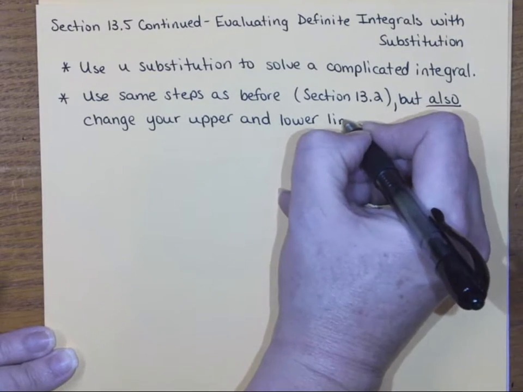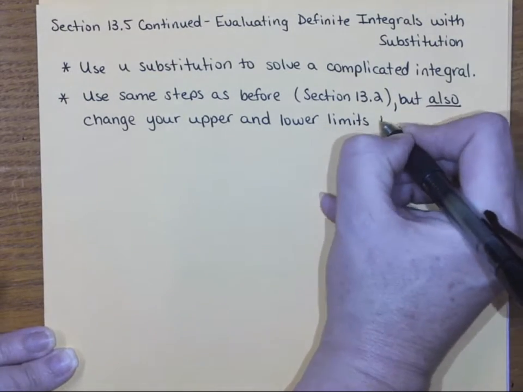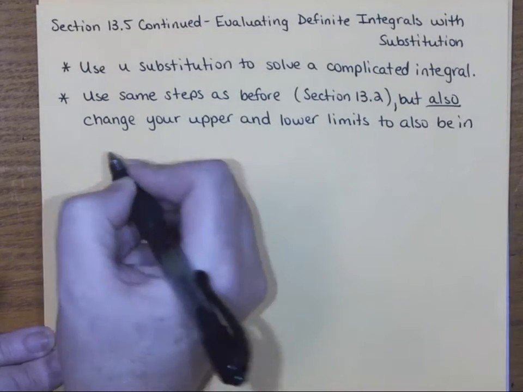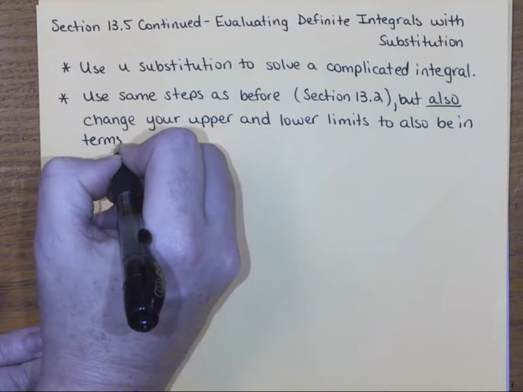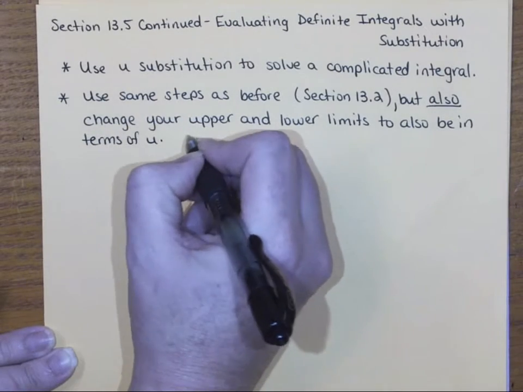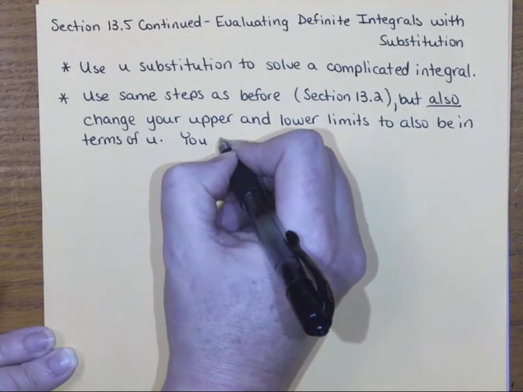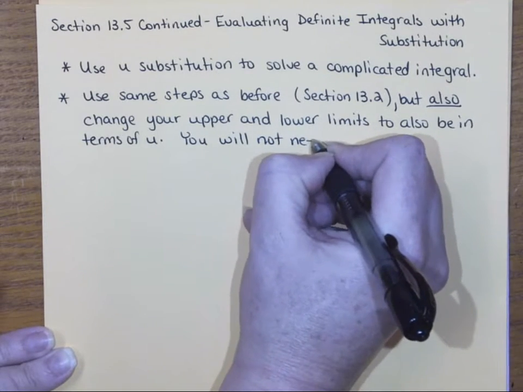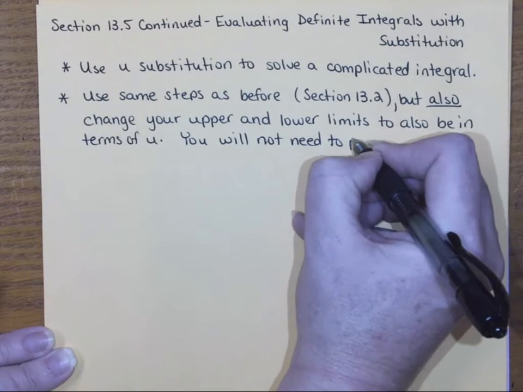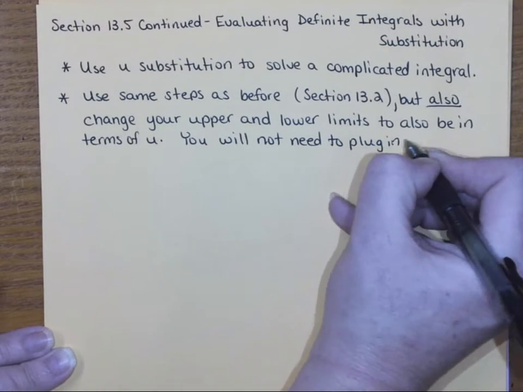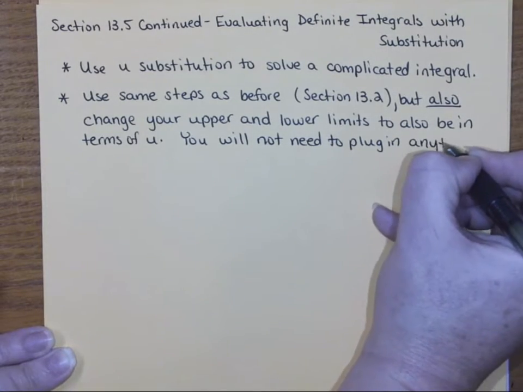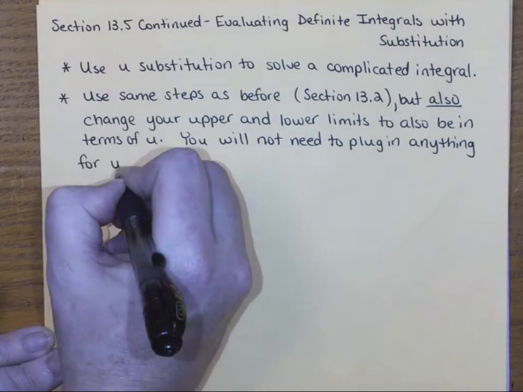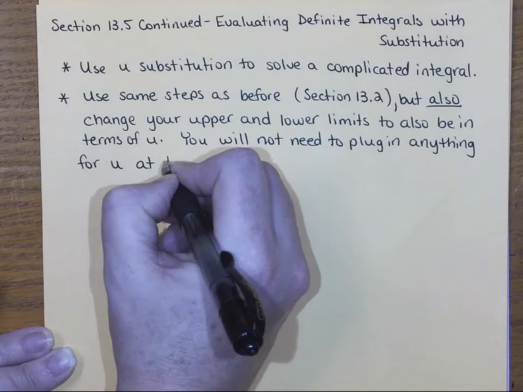So remember, before we didn't have upper and lower limits when we did substitution, so that really wasn't a thing, but now we do. So we're going to change everything to be in terms of u. And then the great part about this is once you do that with these definite integrals, you will not need to go back and plug in the original like we did before. So you will not need to plug in anything for u at the end, because frankly there won't be any u terms left at the end. We'll just be left with a number.